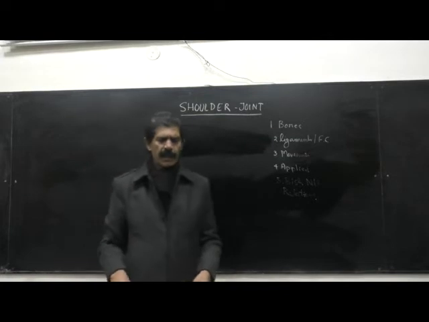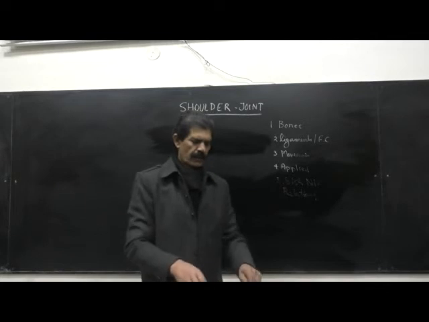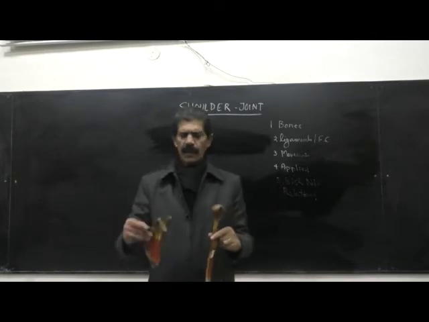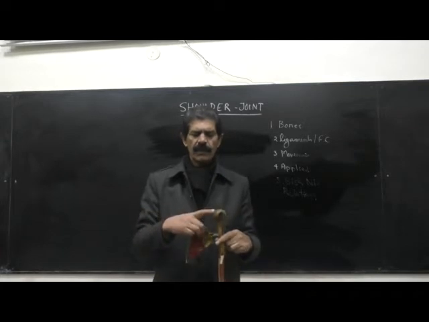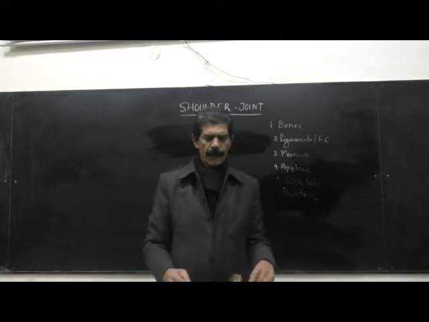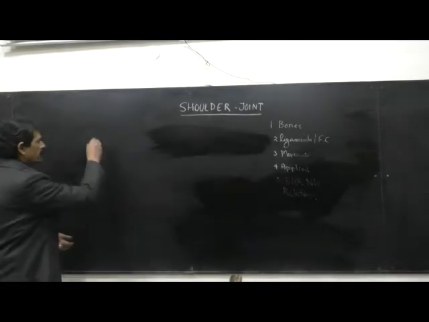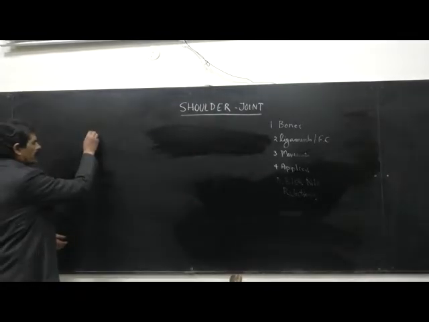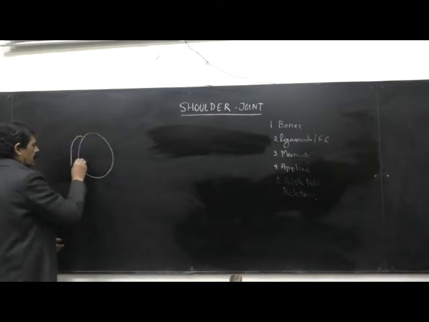Now the bones which are taking part in the joint formation: on one side there is the humerus bone and on the other side is the scapula. But which part of the humerus and which part of the scapula, that we have to discuss under the bones taking part. The joint is formed by the spherical head of the humerus, and it is smooth.